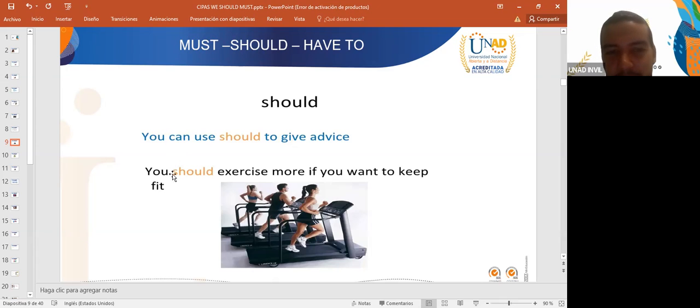So, for example, bueno, ¿qué significa should? Should como tal solo significa debería. Entonces, si te dicen, you should exercise more if you want to keep fit, sería algo como, tú deberías ejercitarte más si quieres mantener la figura, te quieres mantener en forma. ¿Listo? Should es para decir debería como un consejo.